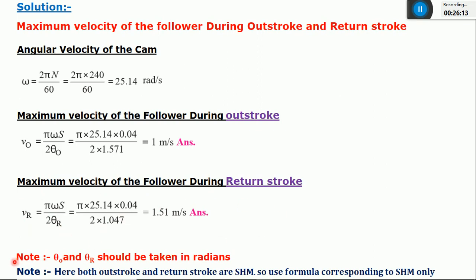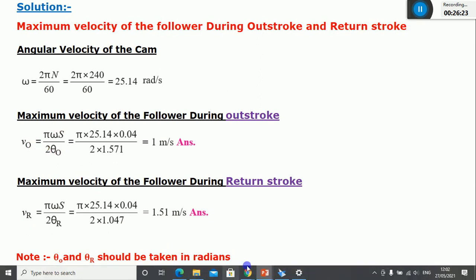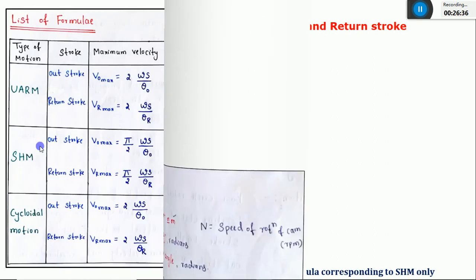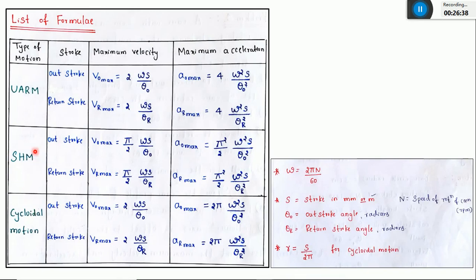Please take down this note. Theta naught and theta r should be in radians. And you have to select the formula in such a way that it is with respect to simple harmonic motion. Out of that table, there are so many formulas. You have to take the formula with respect to simple harmonic motion. So I have selected these two formulas.